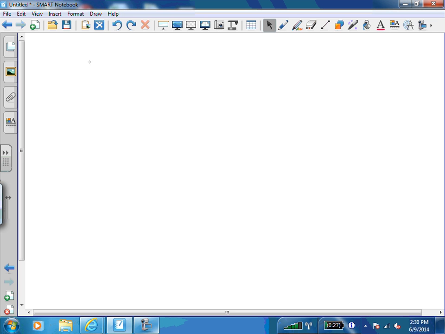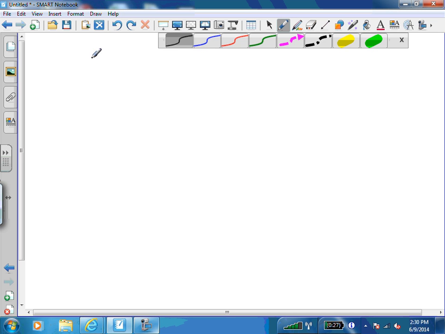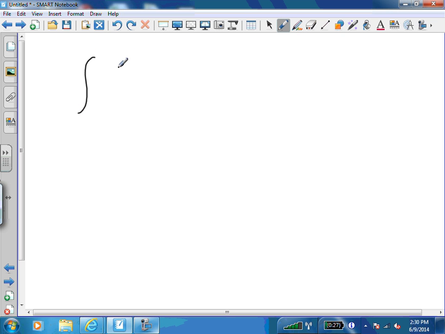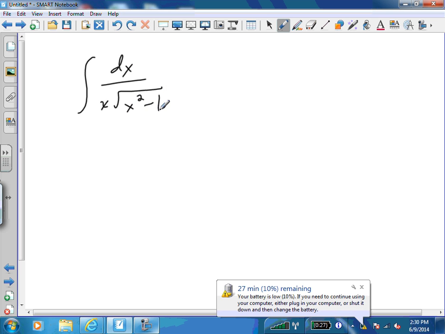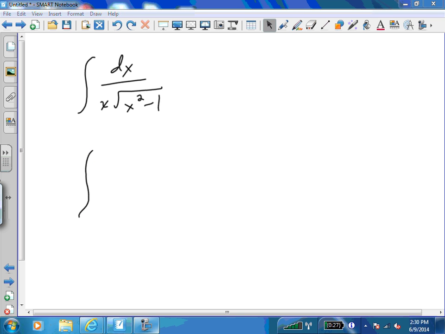Let me show you a list. This is example 6 on page 379. And we have some functions that are very similar, but they integrate very differently.